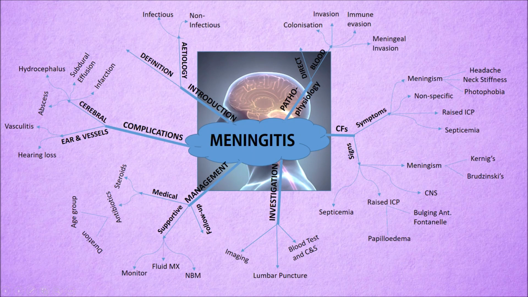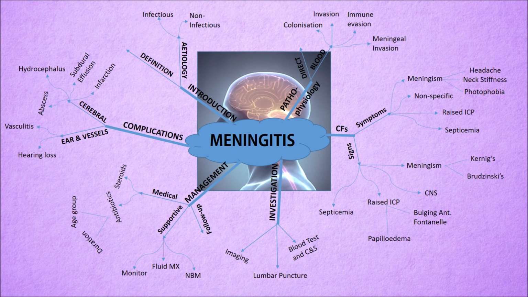Okay, let me explain how the patient gets raised ICP in meningitis. As I mentioned during the pathophysiology, when meningitis occurs, there will be release of cytokines, which cause endothelial damage and then increased permeability of the blood-brain barrier.